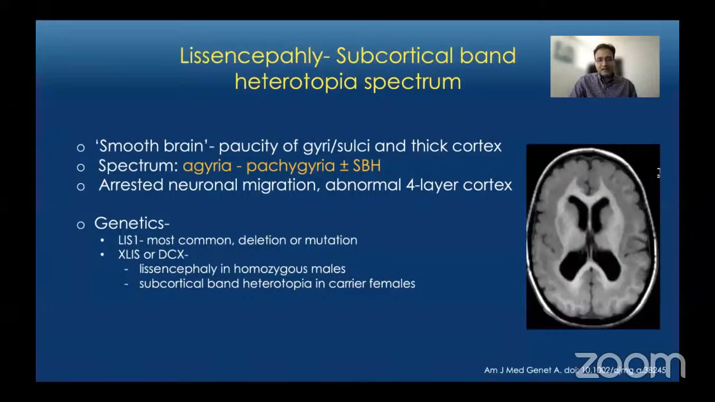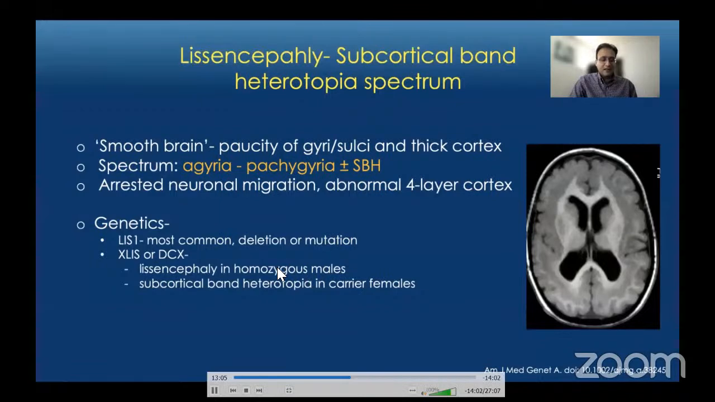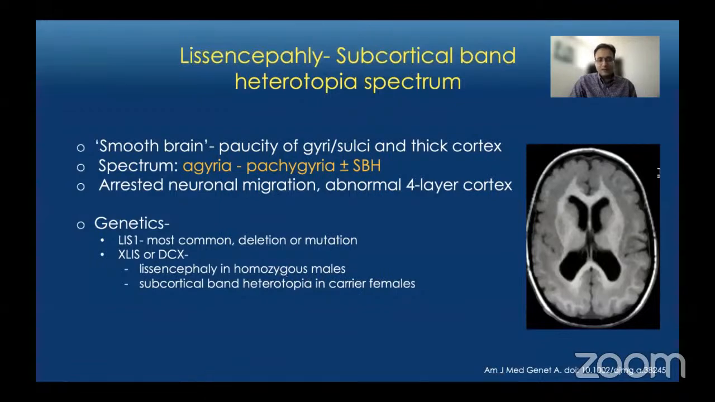The other is XLIS, or the DCX gene. It's an X-linked disorder which causes lissencephaly in hemizygous males, but it causes subcortical band heterotopia in carrier females. So our case was a 3-year-old female who had pachygyria with subcortical band heterotopia.